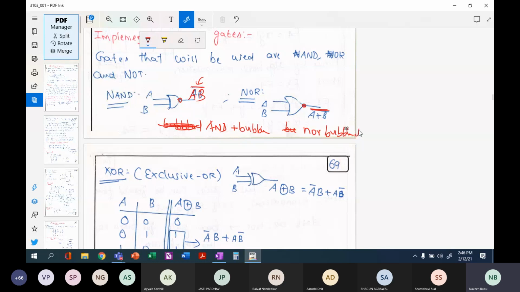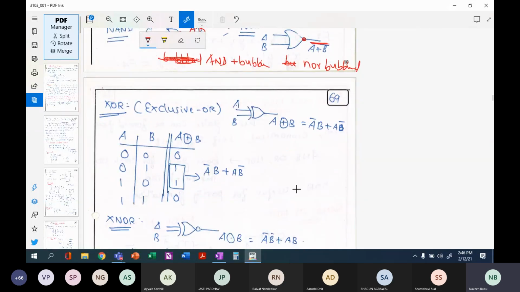If I say bubbled AND, it means that my inputs are bubbled and then it is an AND operation. And here I am saying that it is AND bubbled, NOR bubbled. Okay. Now, let's look at the truth table of the XOR gate. XOR is nothing but an exclusive OR, meaning that whenever the inputs are the same, your output will be 0. Whenever the inputs are different, your output is 1.